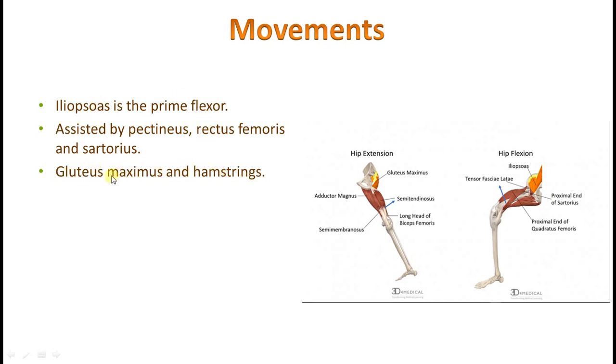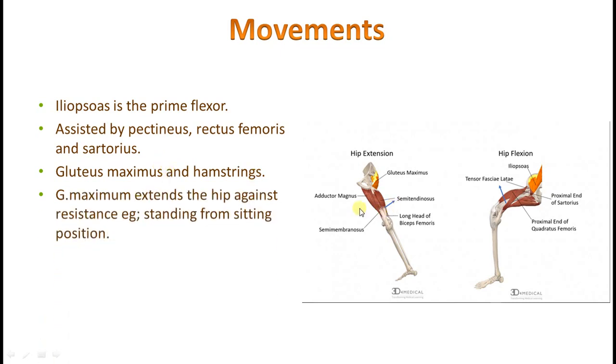Now, when does gluteus maximus come into action for extension? It is when you want to extend against gravity, that is, getting up from a chair: from a sitting position you want to stand, extending your hip, then the gluteus maximus comes into action. Otherwise, for normal extension during standing, it is the hamstrings which actually take part, whereas gluteus maximus is comparatively inactive.